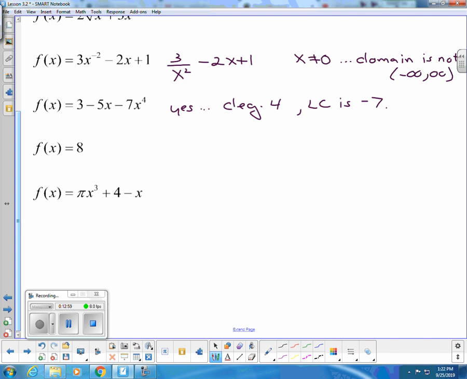All right, how about f of x equals 8? Yes, the exponent with the x that's not there is actually a 0, because x to the 0 is 1. So we don't write that. It's invisible, but it's still there. So yes, it's a polynomial. The degree is 0. The leading coefficient is 8.